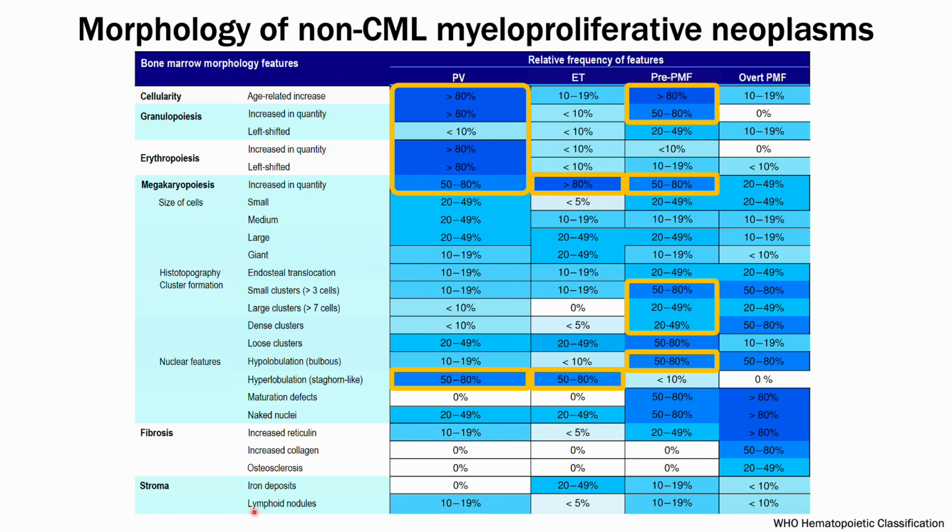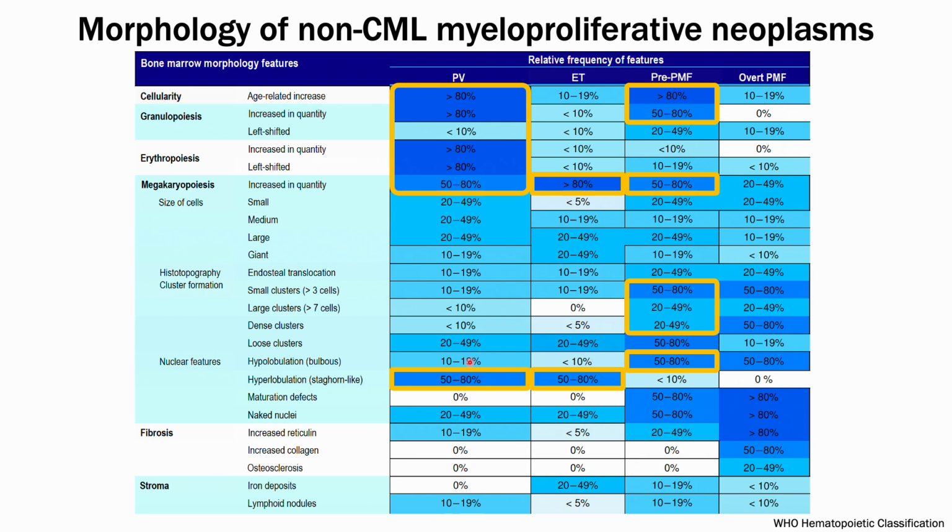So PV morphologically typically has panmyelosis, which means increases in all three lineages: granulocytes, erythroids, and megakaryocytes. Whereas ET is typically only increases in the megakaryocytes, and then primary myelofibrosis is typically increases in the granulocytes and megakaryocytes.